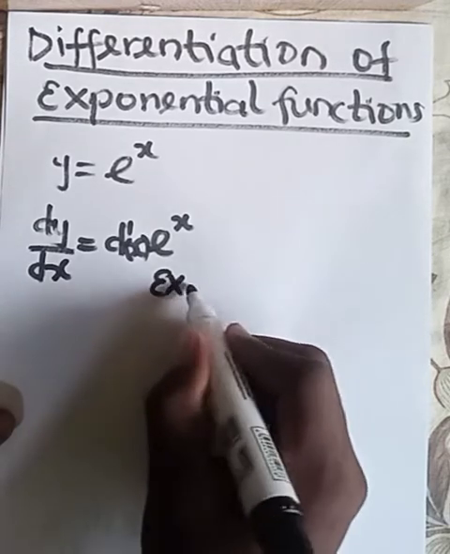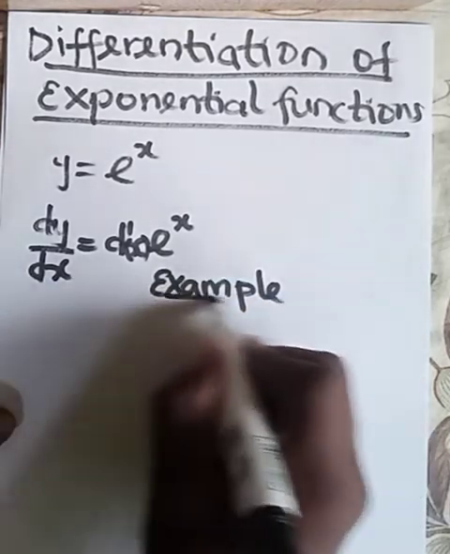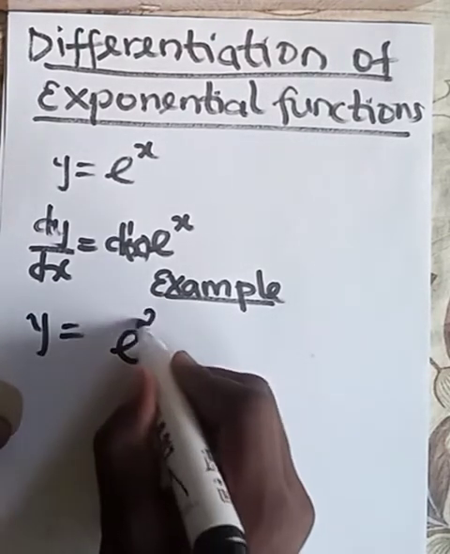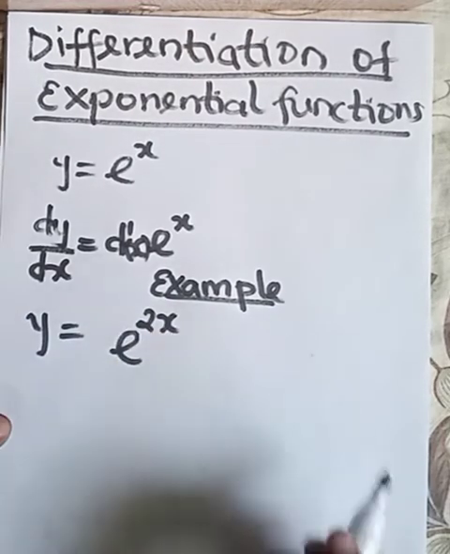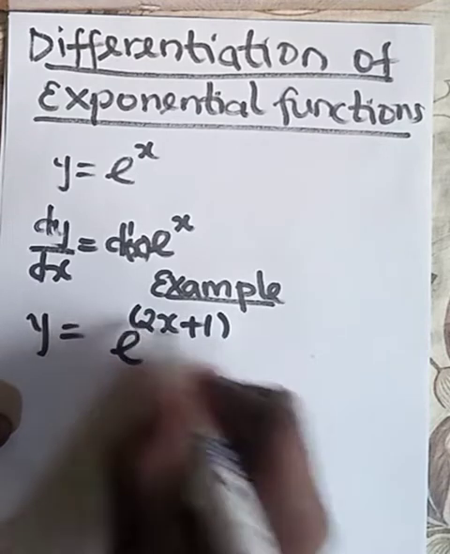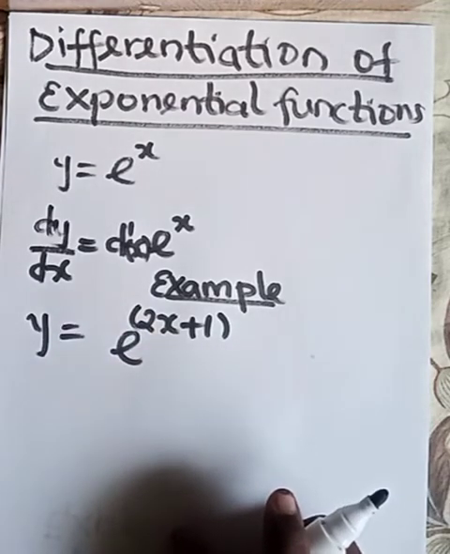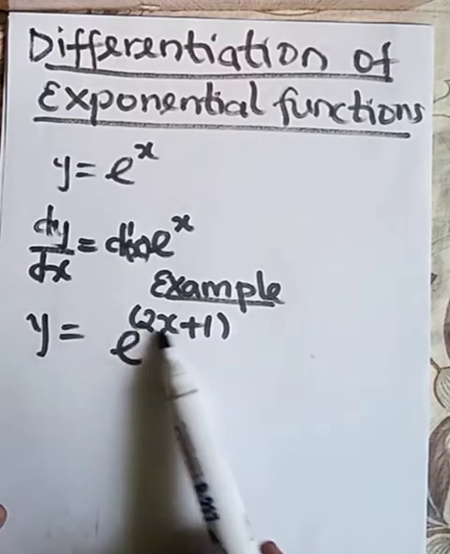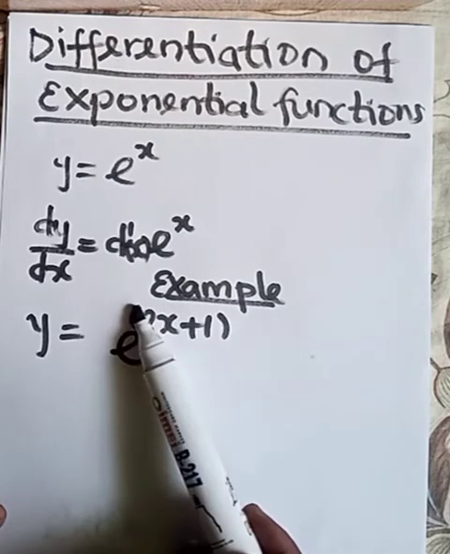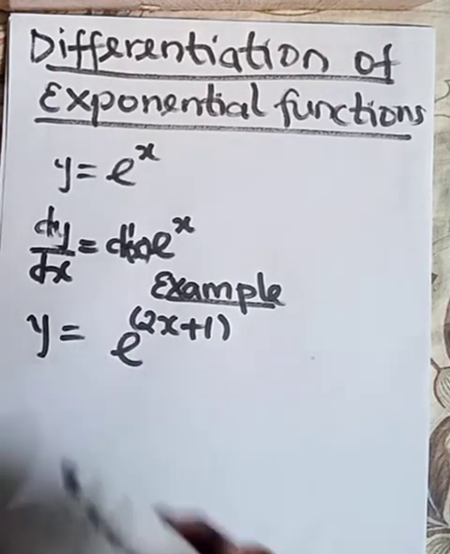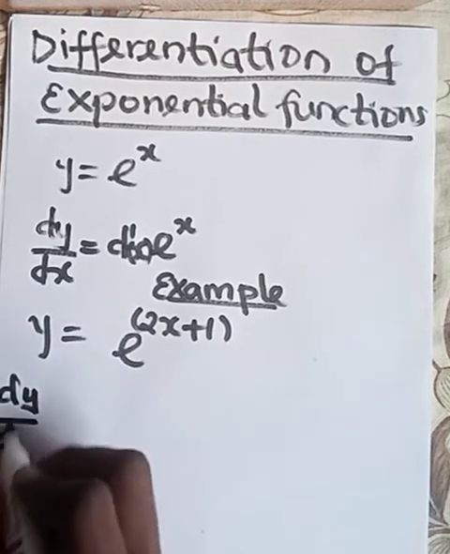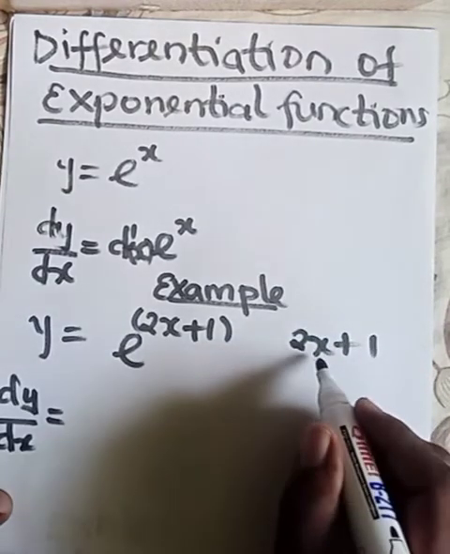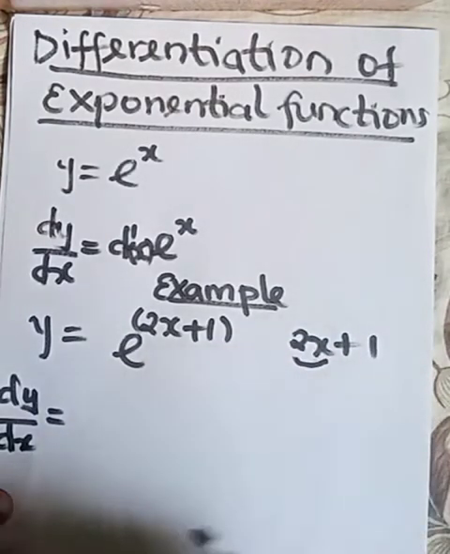For example, if we're asked to differentiate the function y equals e to the 2x plus 1, how do we go about that? As I said, we take what is raised to the power, we differentiate it, and we multiply it and put it down this side. So here, dy on dx is simply going to be, me differentiating 2x plus 1, what am I going to have? Here is polynomial differentiation. You can check the video.